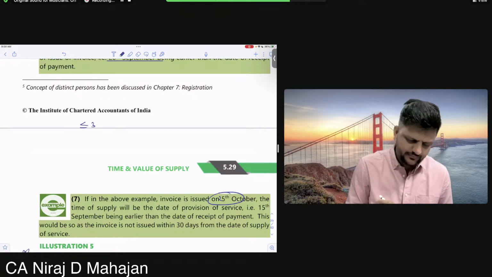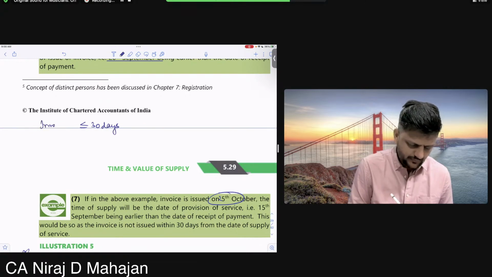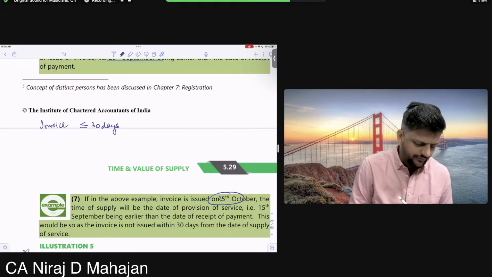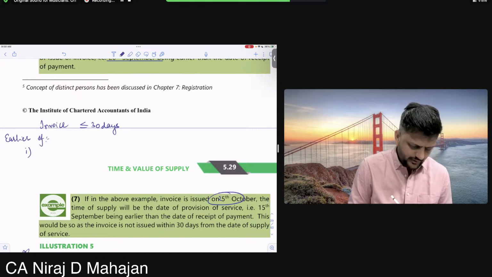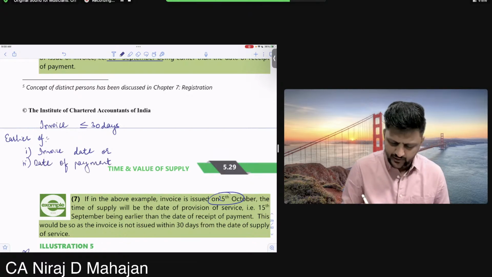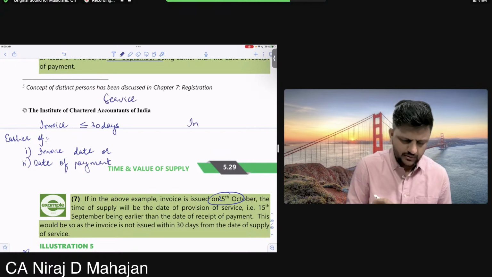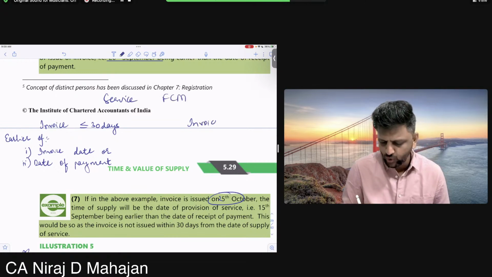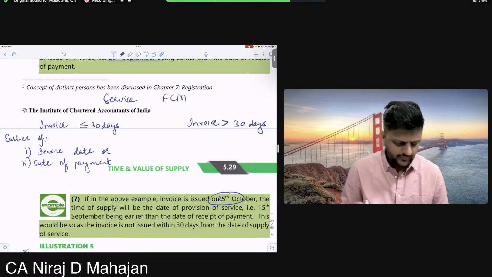If it is within 30 days, let me write on this invoice. Then it is the earlier of what, bachcho? Invoice date or date of payment, yes or no? But same thing, I'm writing: service, forward charge mechanism. Now, bachcho, if invoice is issued after 30 days, then again it is the earlier of.